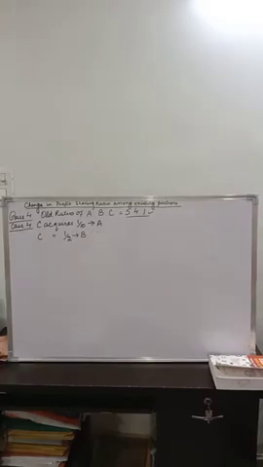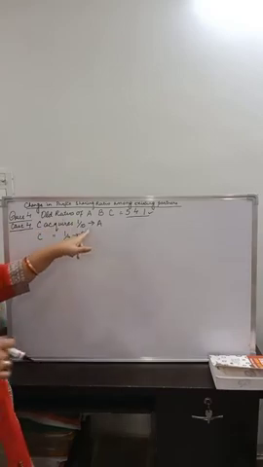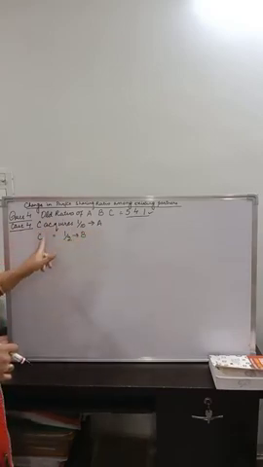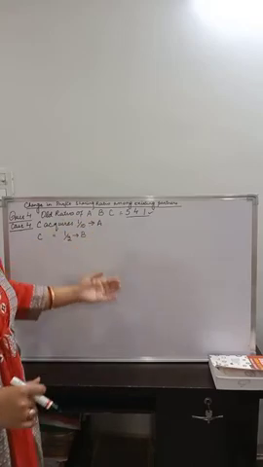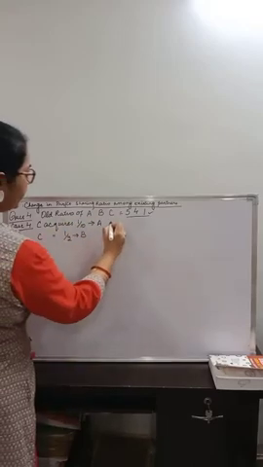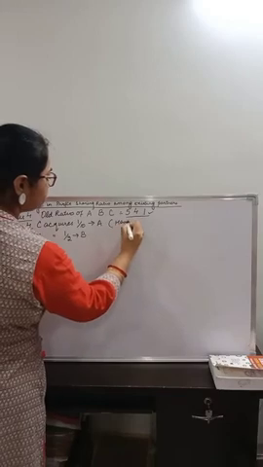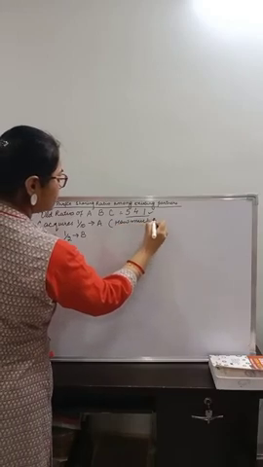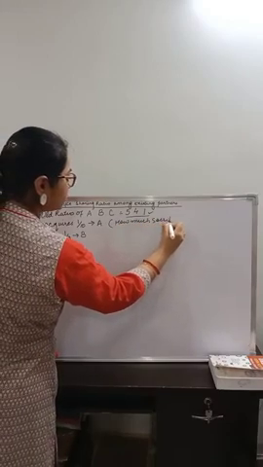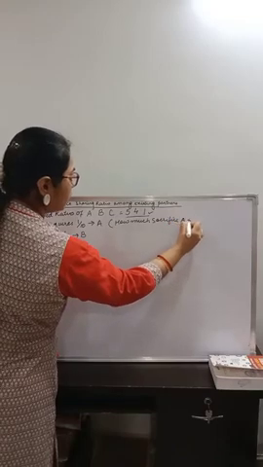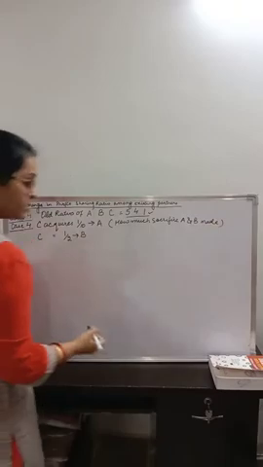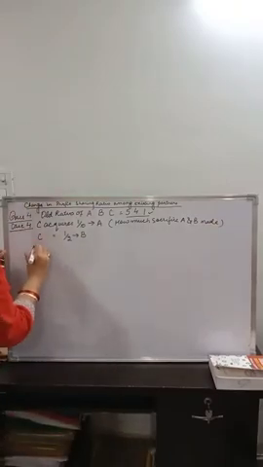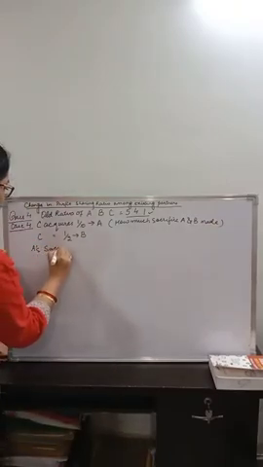Let us now talk about the fourth case where C acquires 1 by 10th share from A and C acquires 1 by 2 share from B. Before finding out their new ratios, we need to find out how much sacrifice A and B made.